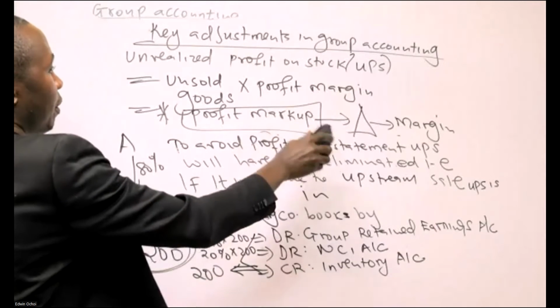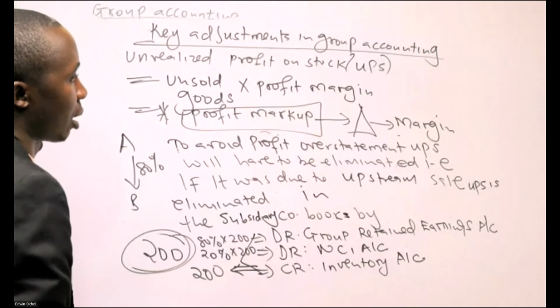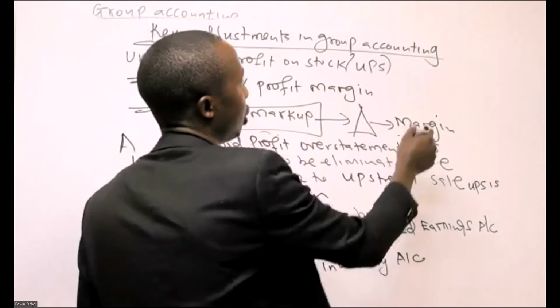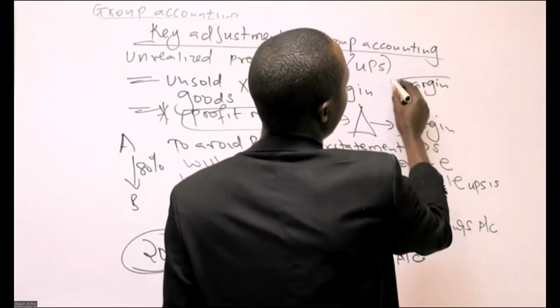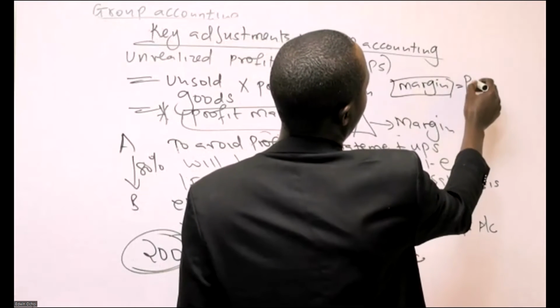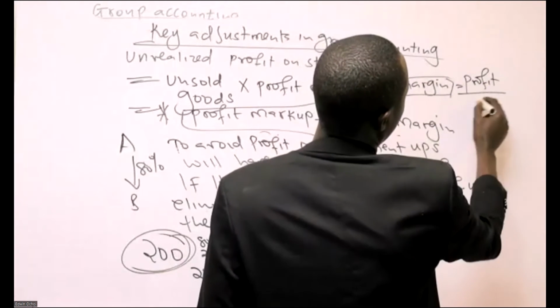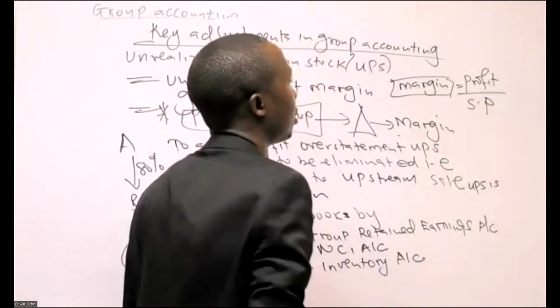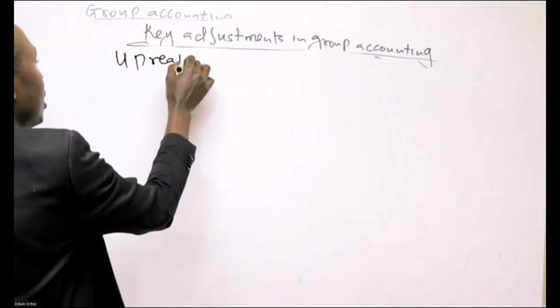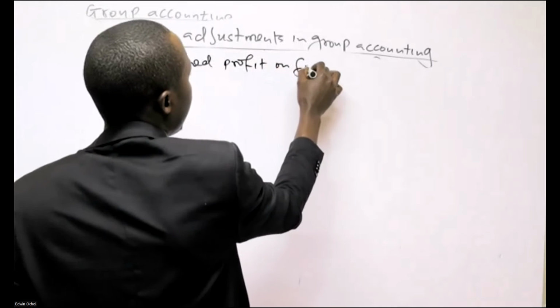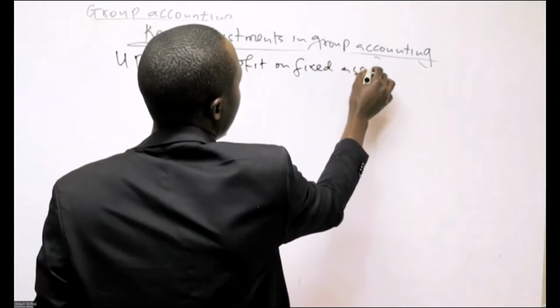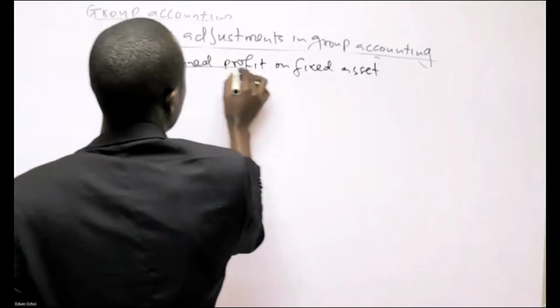So when given margin, you change to markup. Or if you are not given margin at all, you can compute this by taking your profit over the selling price. The next adjustment is all about unrealized profit on fixed asset.